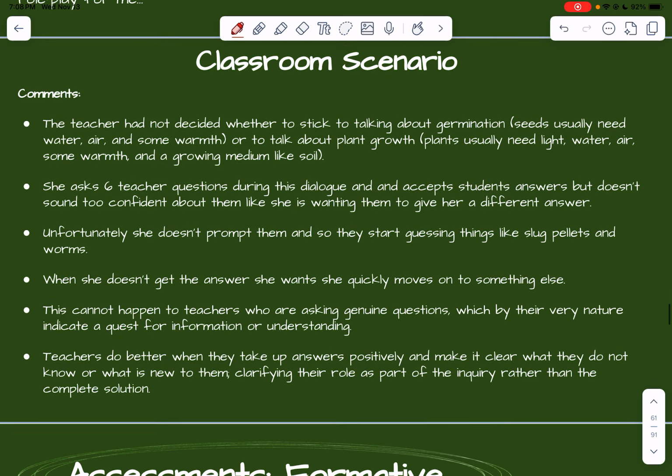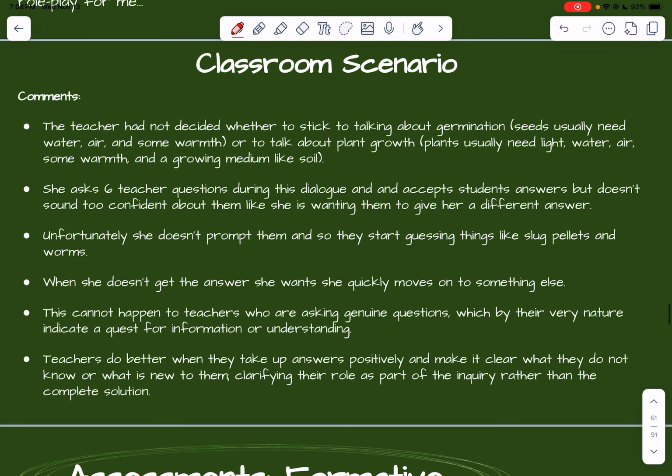So let's think about that scenario. And here are some takeaways from it. The teacher had not decided whether to stick to talking about germination. Seeds usually need water, air, and some warmth. Or to talk about plant growth. Plants usually need light, water, air, some warmth, and a growing medium like soil. So right off the bat, she didn't frame her question well enough to narrow the focus of her students to what she was looking for.